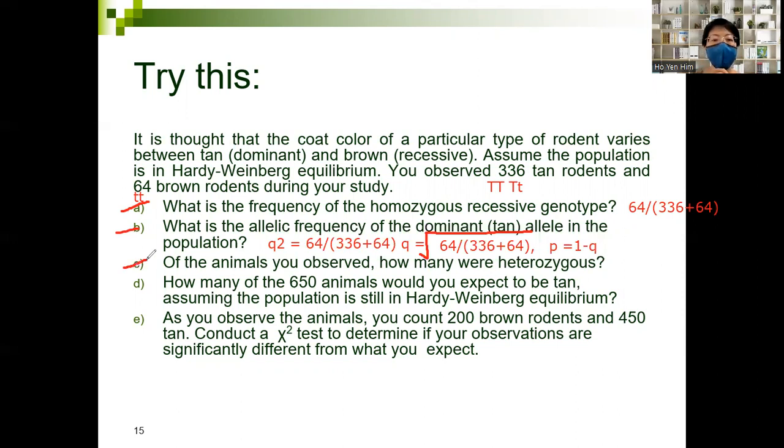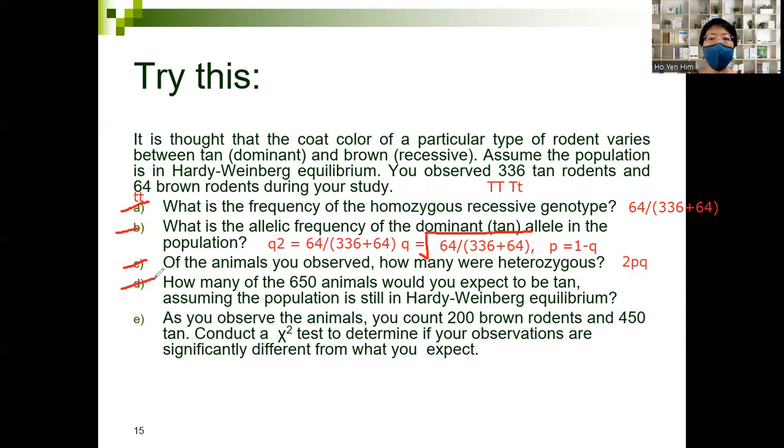C. Of the animals you observe, how many were heterozygous? Very easy, right? 2pq. Correct? How many were heterozygous? 2pq. So I already got p, I got q. I can calculate 2pq. Okay. Answer we check afterwards.